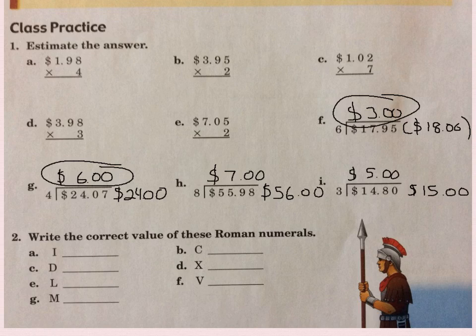Okay, review from our Roman numeral lesson. When we have I, that means 1. C means 100. D means 500. Letter X, that's 10. L is 50. V is 5. And M is 1,000.